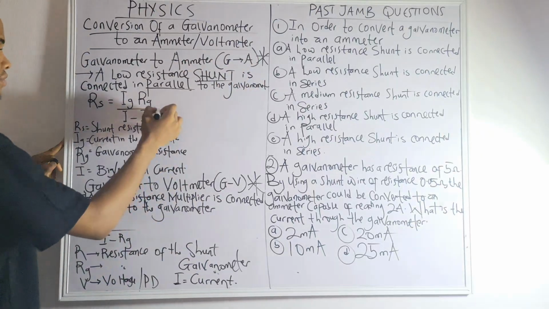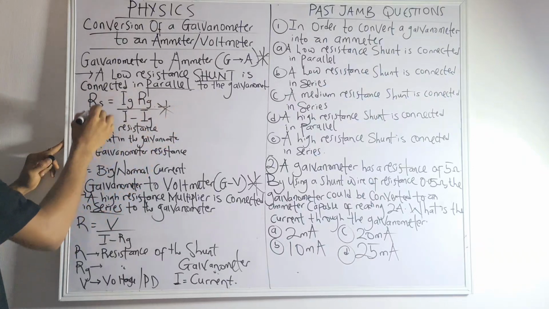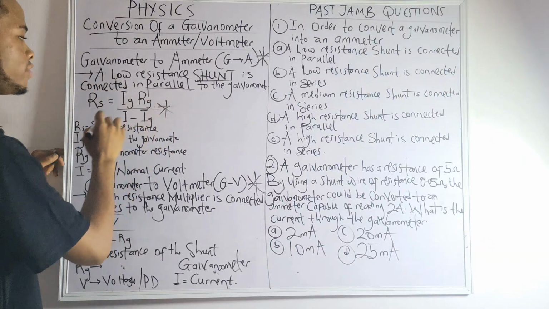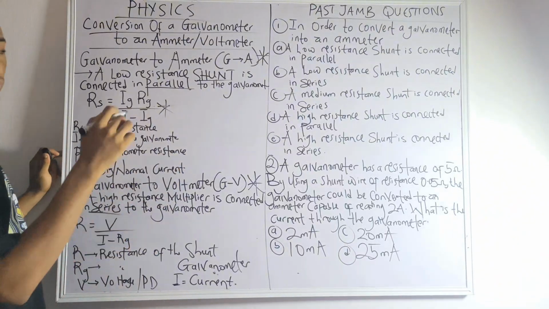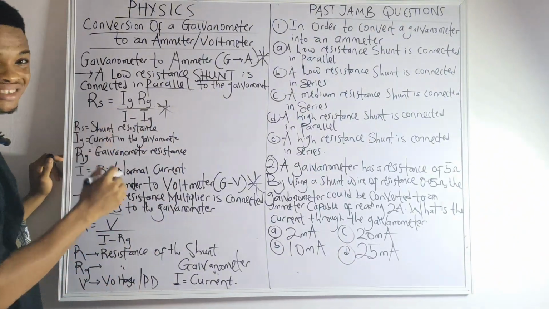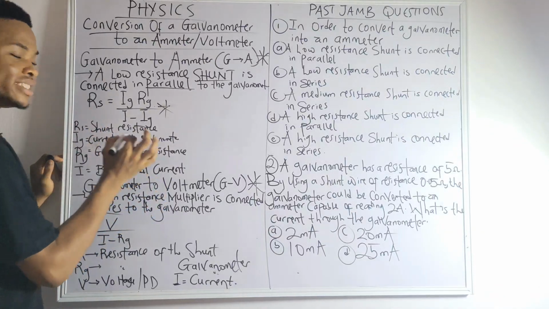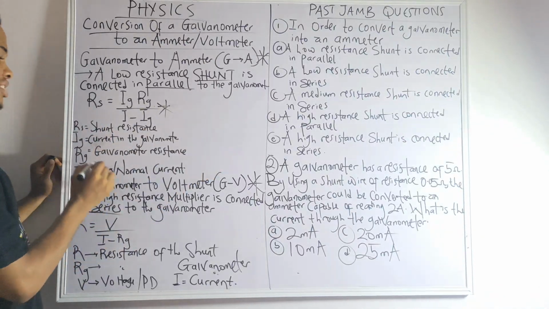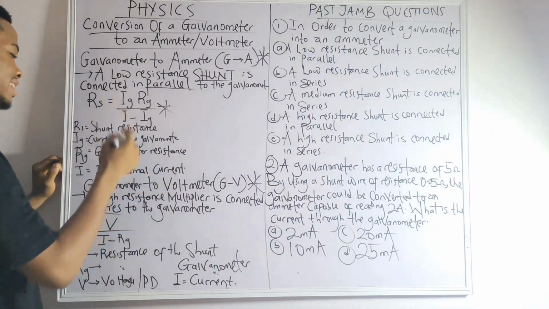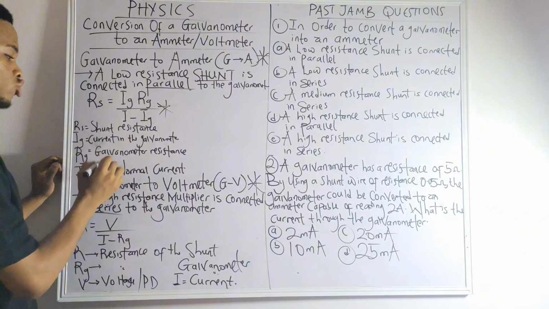And this is the formula for it. Your RS is equal to IG RG over I minus IG. I'll give you the parameters of this formula. Your RS is your shunt resistance. Your IG is the current in the galvanometer. Your RG is the galvanometer resistance, or the resistance in the galvanometer. Your I is your normal or main current.